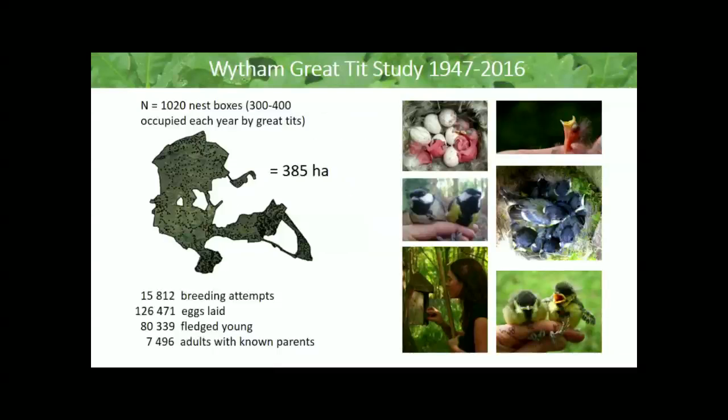And the context of this study, I'm going to talk about data collected as part of the long-term study of great tits in Wytham Woods, started in 1947, and using a very standard protocol for collecting data on the timing of life history events and the fitness consequences of those events.